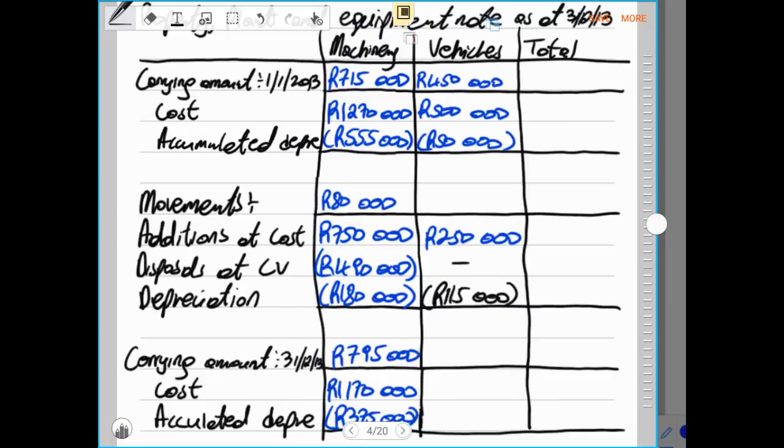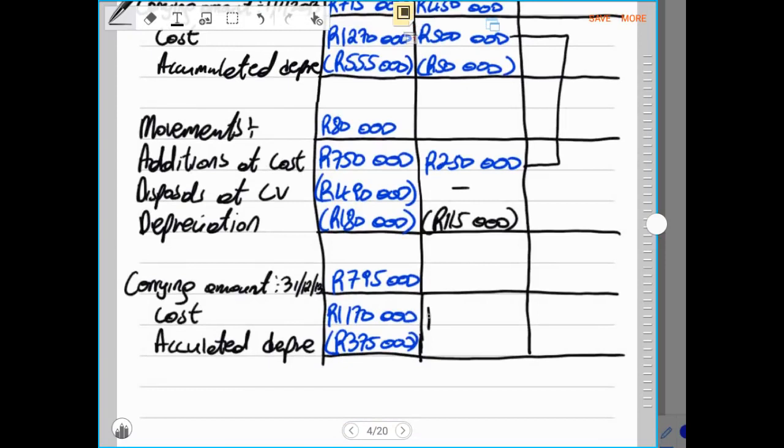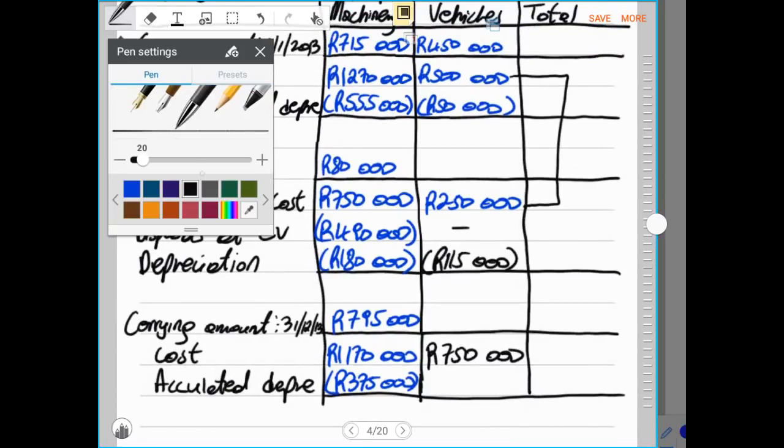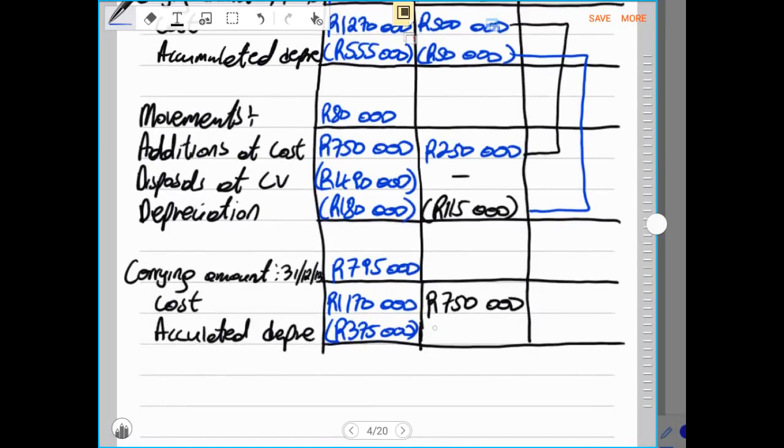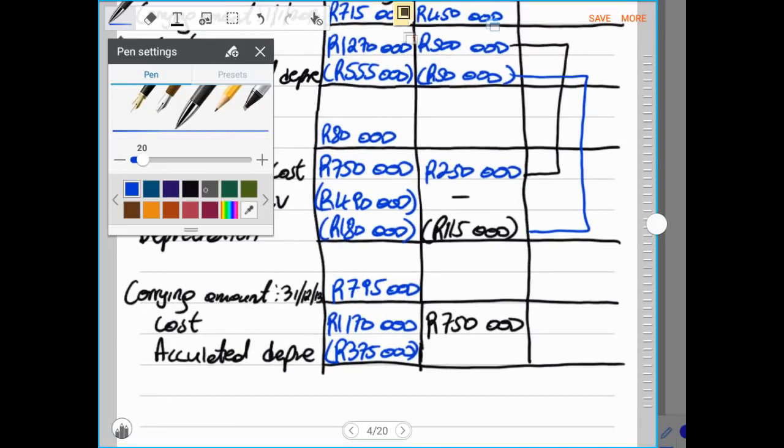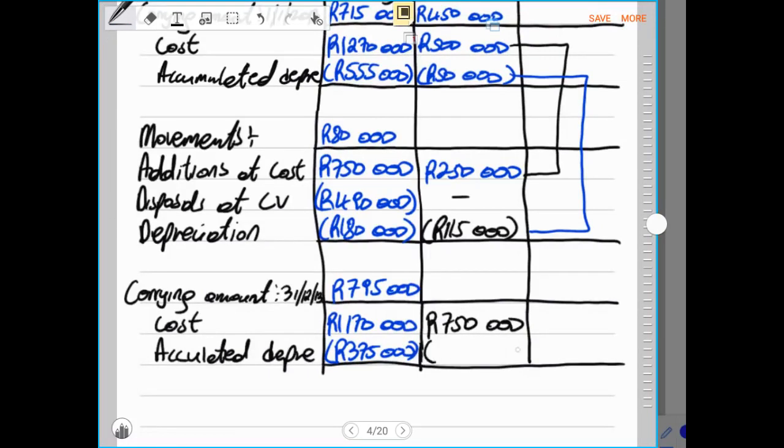Meaning, with regard to the cost of the vehicle, we have 500,000 of the opening balance plus the vehicle that was bought during the year. That will give us the balance of vehicles at the end of the year, 750,000 rands. Then with regards to accumulated depreciation, we still say opening balance plus depreciation for the current year will give us the closing balance. So that's how easy it is to calculate the closing balance in the case where the asset was not disposed of.